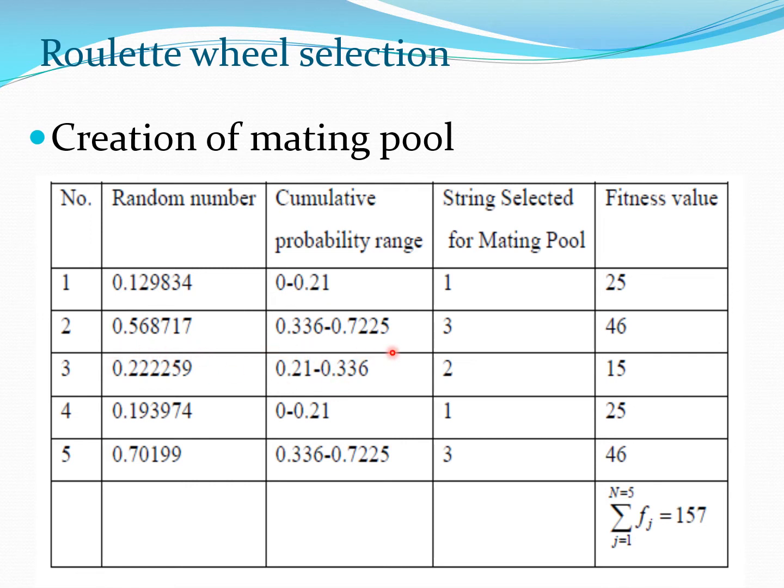Now this number we saw lies in this probability range, 0.336 and 0.7225. This corresponds to string number 3. So this string corresponds to fitness value of 46. This number here falls in cumulative probability range between 0.21 and 0.336, corresponds to string 2, fitness value 15. And similarly, two more random numbers are here, and these fall inside these two probability points. So again, these correspond to 1 and 3. So you are seeing the logic here is that the greater probability of falling in a larger band is there. So that's how the strings get selected depending on the fitness value.